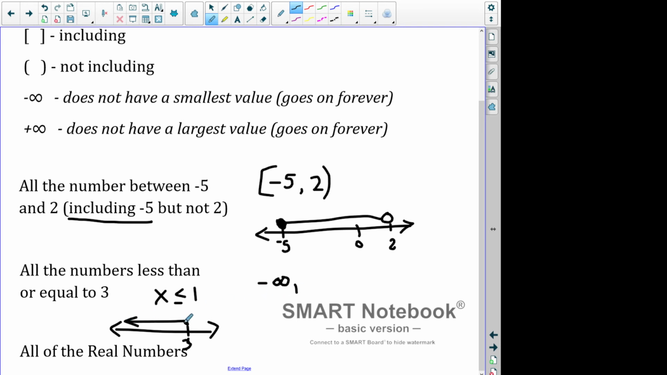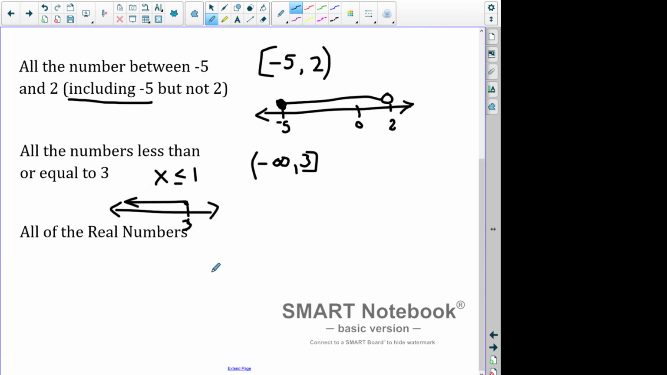And then the biggest number it can be is 3, and it can be equal to 3. Okay, so we'll put a square bracket on the 3, but then the infinity symbols always get a round bracket or an open bracket. And the reason for that is that infinity is not a number, right? It's more of a concept or a construct. And so this is just used to indicate that it's going forever in the negative direction. It's never going to be equal to infinity. You can't say that anything's ever equal to infinity. So we use that round bracket to say it's going in that direction.